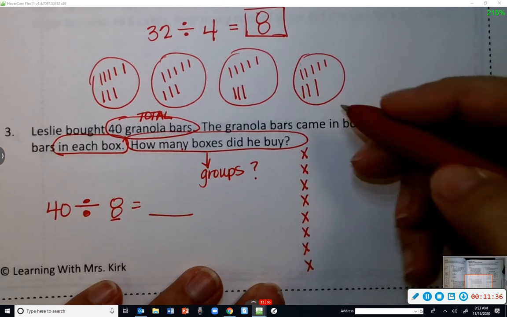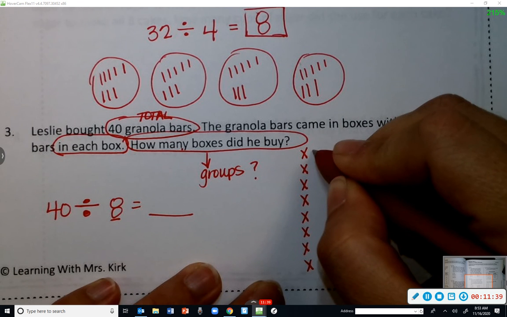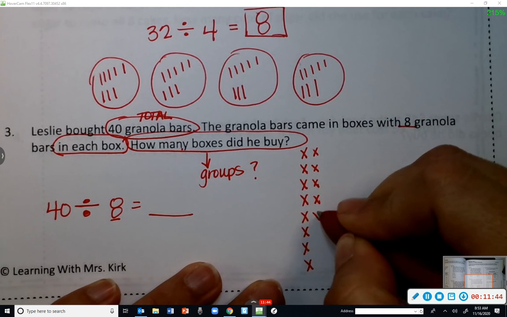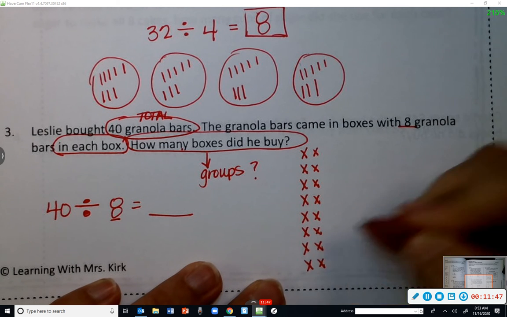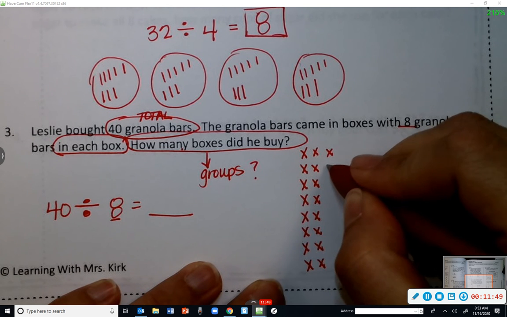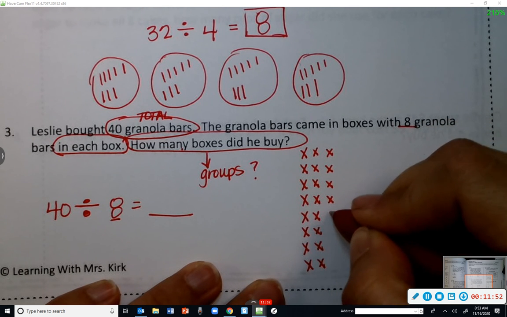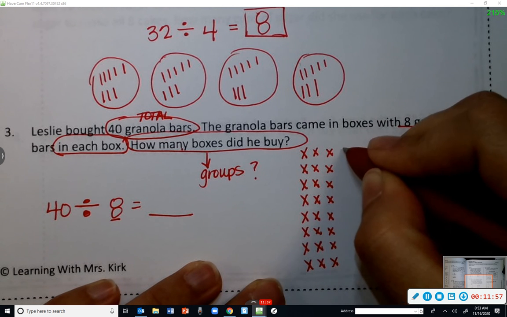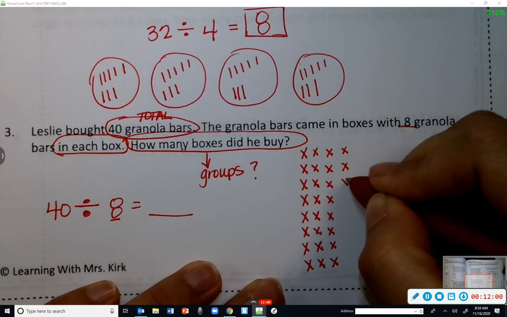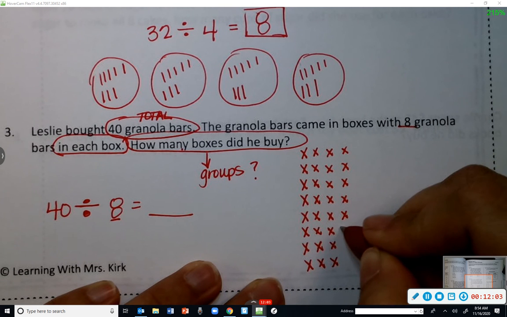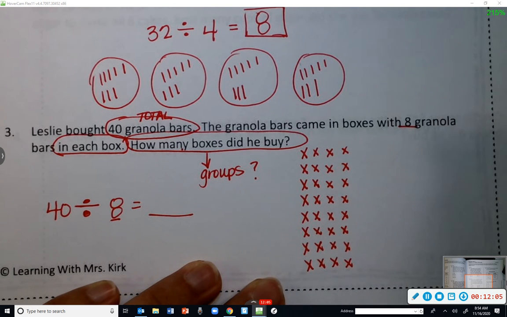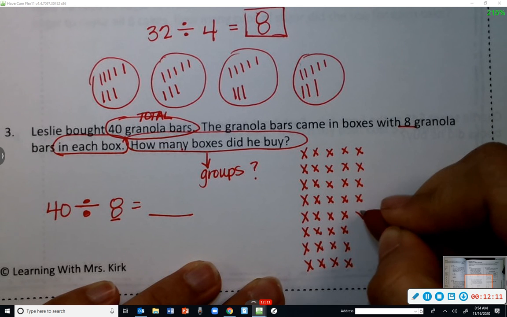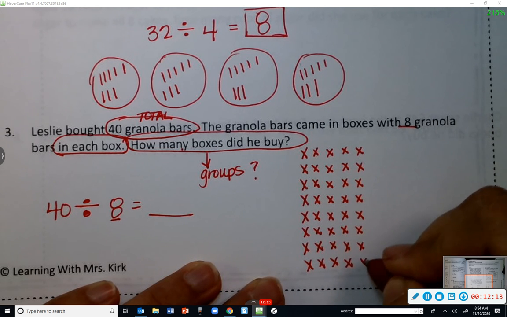Okay, so that's 8, and I'm going to keep going now until I get to 40. So this would be 9, 10, 11, 12, 13, 14, 15, 16, 17, 18, 19, 20, 21, 22, 23, 24, 25, 26, 27, 28, 29, 30, 31, 32, 33, 34, 35, 36, 37, 38, 39, 40.